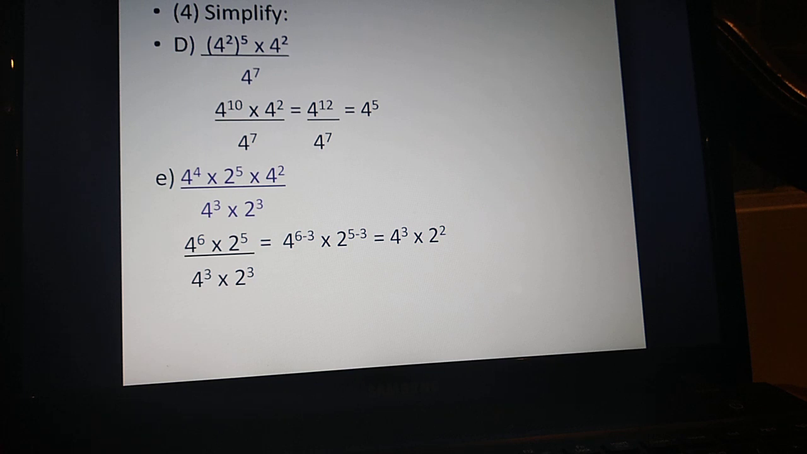Good. Now I continue. 4 to the power 6, the 4 and the 2, don't do anything to them. Now 4 to the power 6 is divided by 4 to the power 3. So what should I do? Subtract indices. This is 4 to the power 6 minus 3, so in the end 4 to the power 3. Now 2 to the power 5 divided by 2 to the power 3, again I subtract the indices. This is 2 to the power 2.